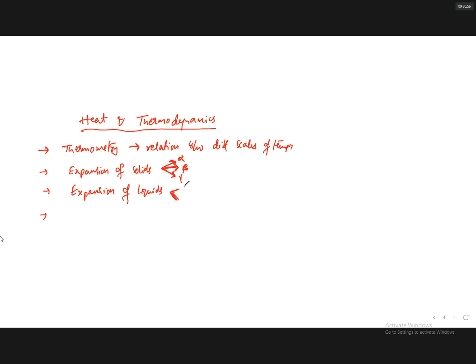For expansion of liquids, we define apparent expansion and real expansion. Because liquids cannot be heated directly, we take them in a solid container and heat the liquid. That is why the expansion of the liquid is of two types. One is the actual expansion of the liquid, known as real expansion. Another is the expansion of the liquid with respect to the container. So that is expansion of liquid. And calorimetry.